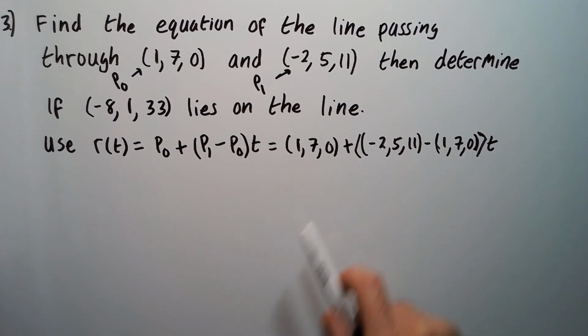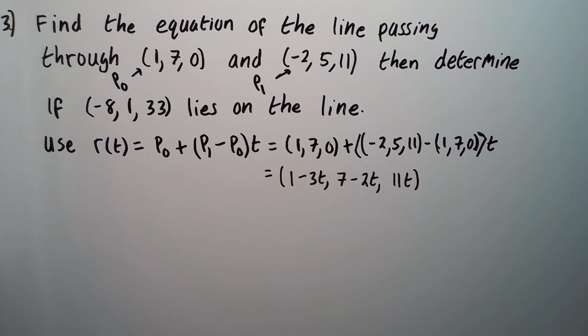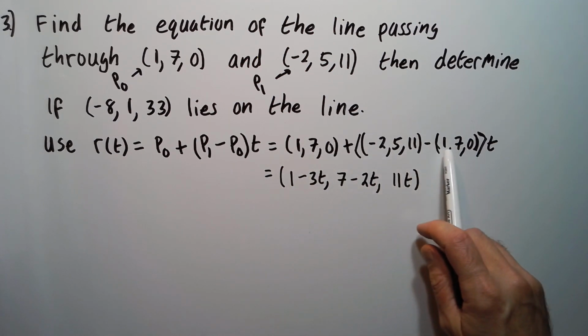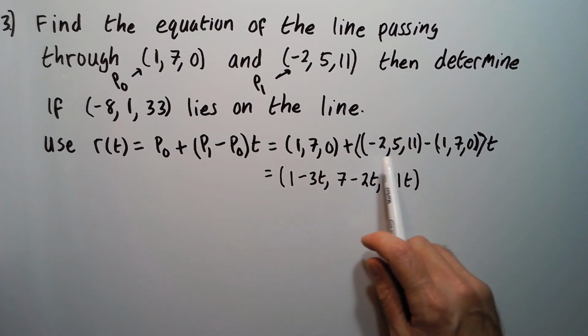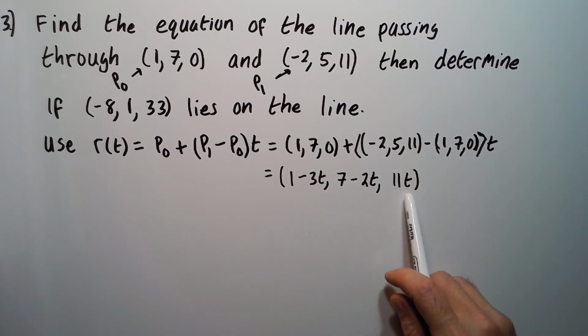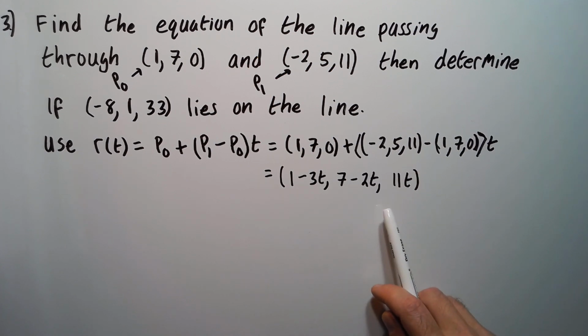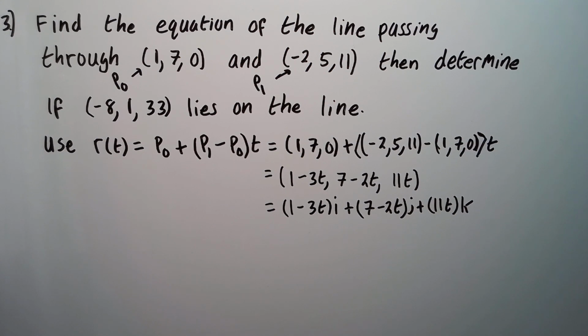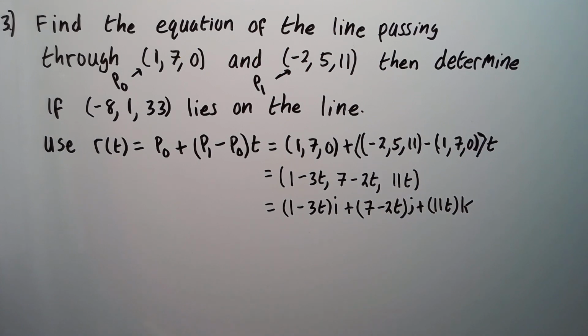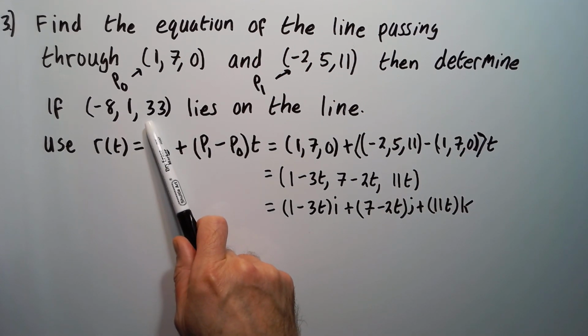So let me write that here. So I get this, again, it'll be 1 minus 3t from there, and it'll be 7, and 5 minus 7 minus 2t, and then 0 plus 11t. Let's write in the I, J, K notation below it here. Okay, so writing the I, J, K notations, this will be the I, this will be the J, this will be the K. Now we have to determine whether negative 8, 1, 33 lies on the line.